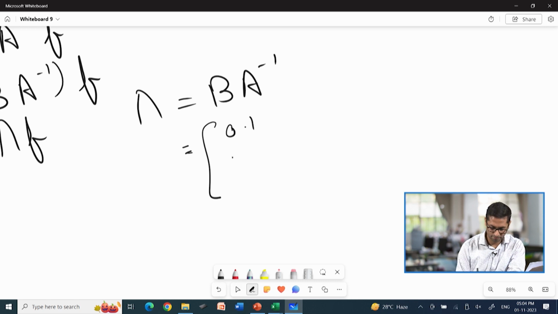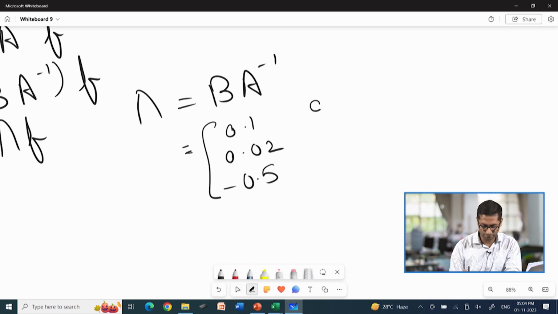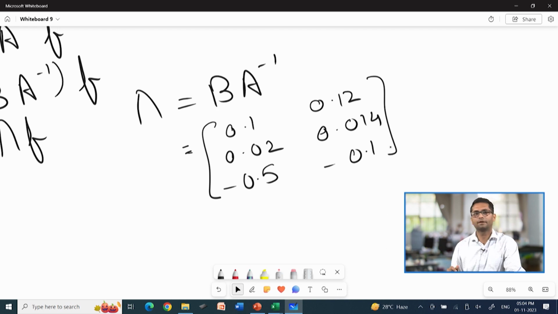0.1, 0.02, minus 0.5. So I am giving you the example so that you can try it on your own if you want. 0.12, 0.014, and minus 0.1. So this is the kind of maths that would normally be used by any LCA software.